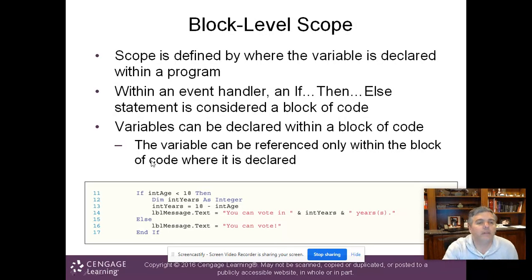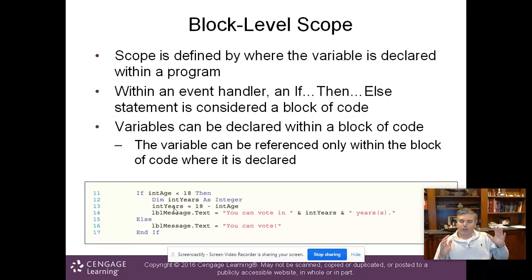So if I declare this variable, dim int years, inside this if statement, it is only available right here inside this if statement. It is not available in this else. It is not available below here or above here. It is only available right here inside this if statement. That is, in general, pretty bad practice, something I really encourage you to avoid. It's kind of why in the previous chapter we did all our variable declarations at the top, then our assignments and conversions, our arithmetic, and then our output.